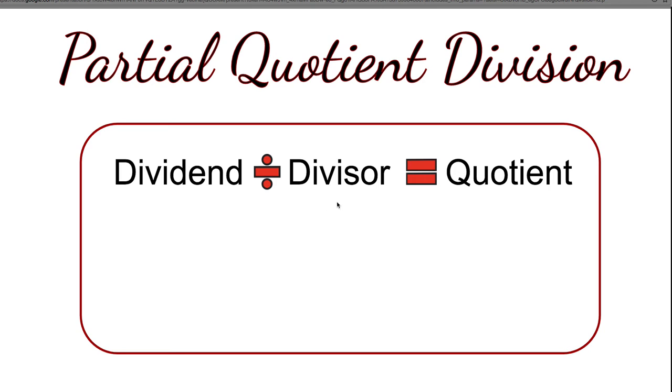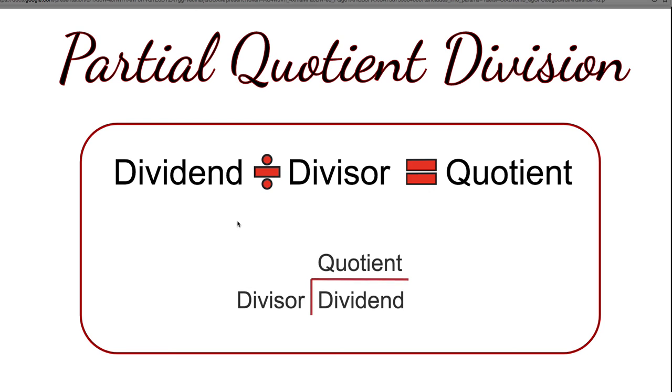So writing the problem this way tends to be a little more difficult. So we tend to write it so we have the divisor on the outside, the dividend on the inside with the quotient on the top.